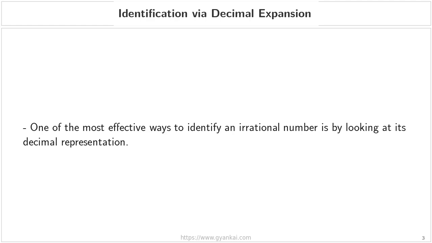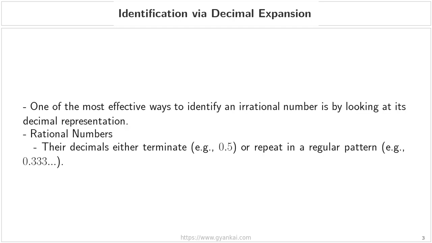Identification via decimal expansion. Now that we have established the formal definition of an irrational number as something that cannot be written as a simple fraction, let's move on to a much more practical method for identifying them. One of the most effective ways to spot an irrational number is by looking closely at its decimal representation. To really understand this, we need to compare them to what we learned in the previous slide about rational numbers.